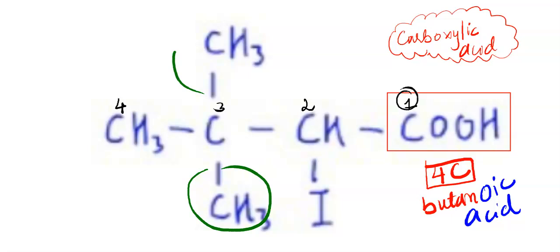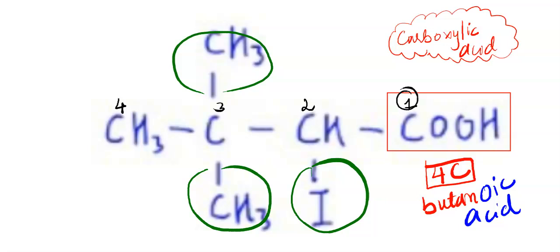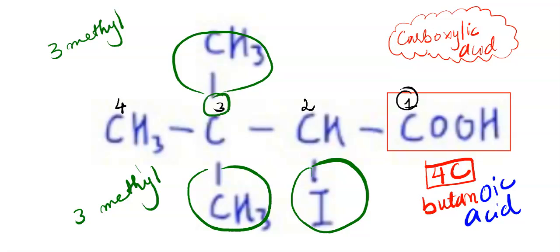Now we have branches or substitutions over it. At carbon number 3 we have methyl, and again we have methyl. So we have 2 methyl at carbon number 3, and at carbon number 2 we have iodo.